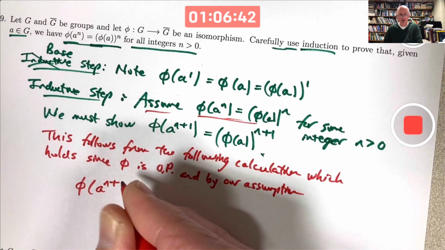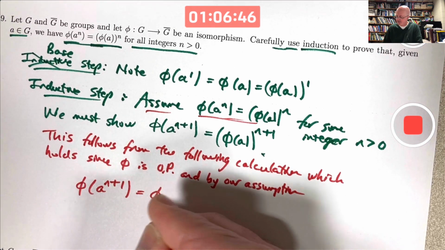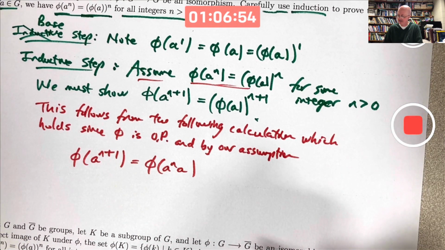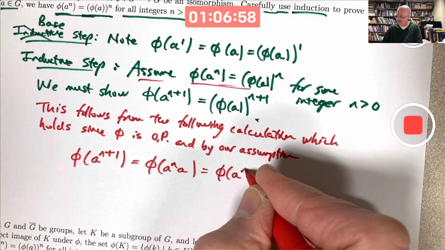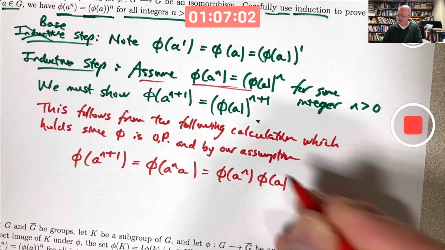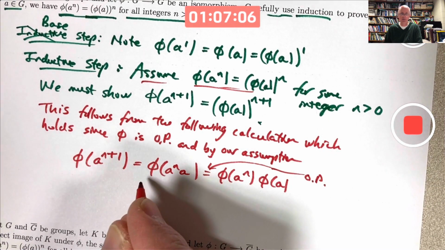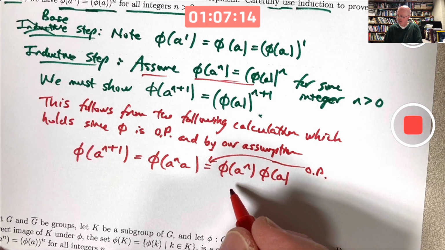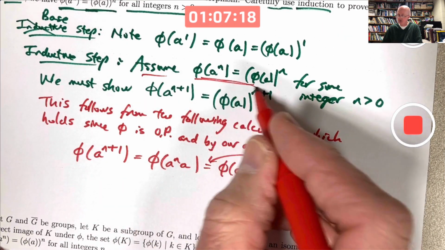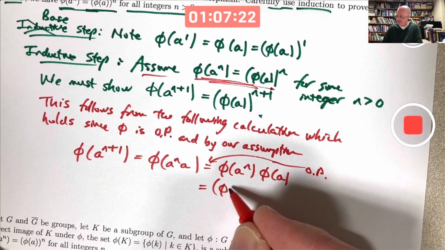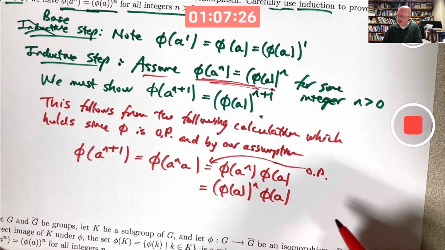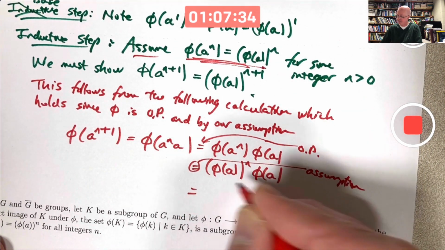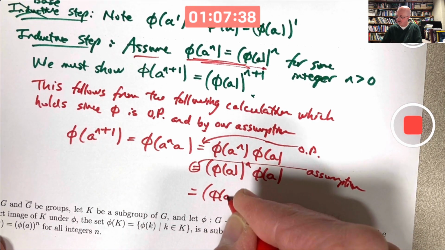Here are the steps. Phi of a to the n plus 1. By definition, that's phi of a to the n times a. That's the way to try to connect this to the inductive hypothesis. Phi is operation preserving, so this is phi of a to the n times phi of a. That's the OP part. This first step is really a property of exponents. But we need to use the inductive hypothesis that this is true. Use it now on this. This is the same as phi of a to the nth power times phi of a. That's the assumption, the inductive hypothesis. And then by property of exponents, this is the same as add the two exponents, phi of a to the n plus 1.